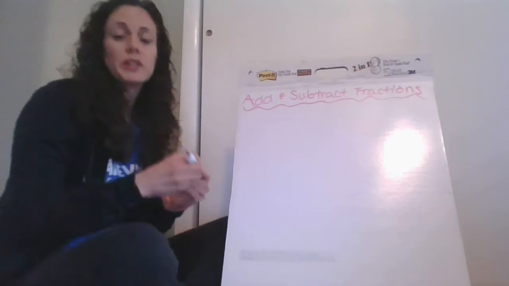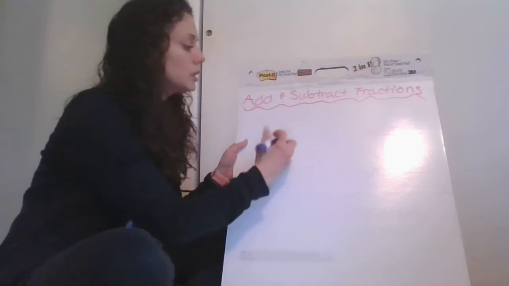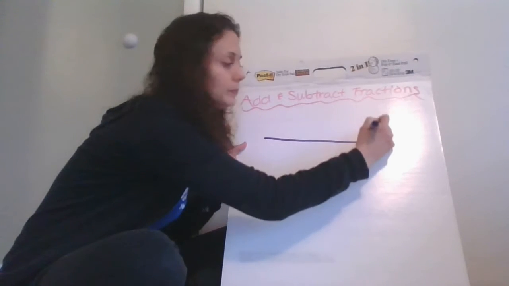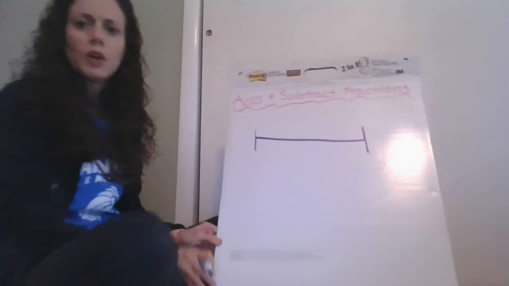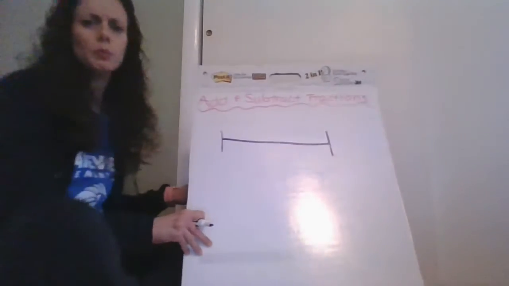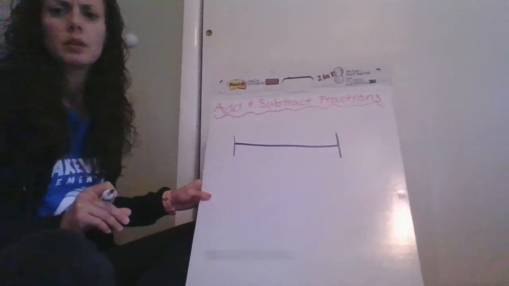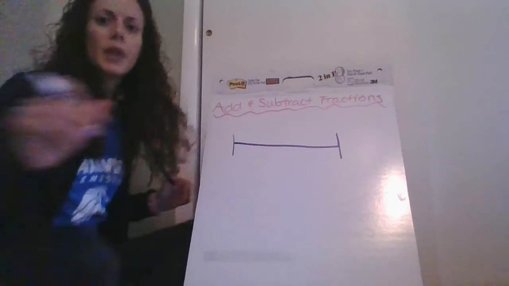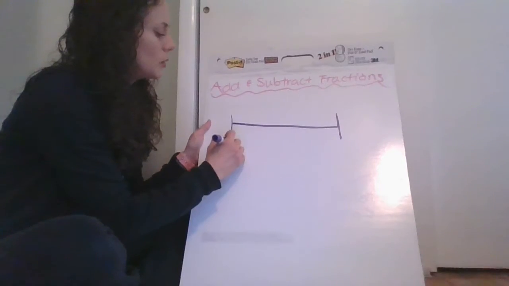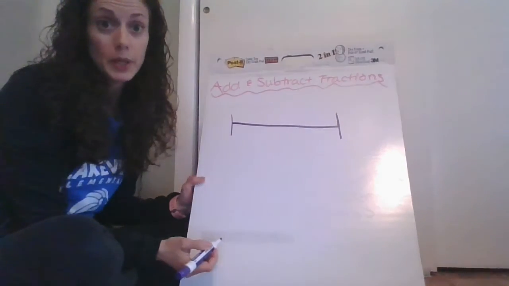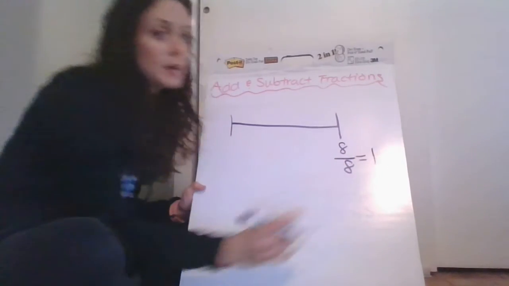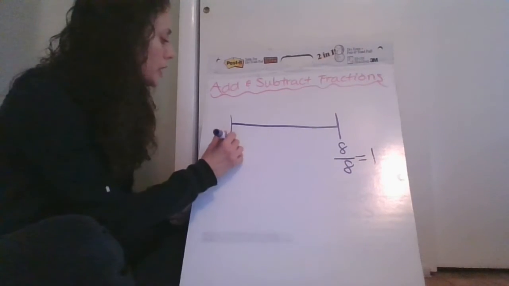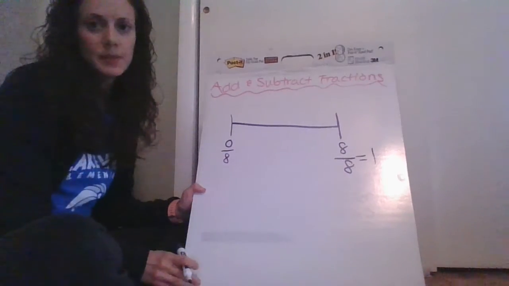So in your work today, you're going to see some examples that look like this. There'll be a number line, right? And it'll be broken up into a certain amount of parts. So let's say it's broken up into 8 equal parts. That means that this line over here is 8/8, which is also the same thing as 1 whole. And over here, we would have 0/8.